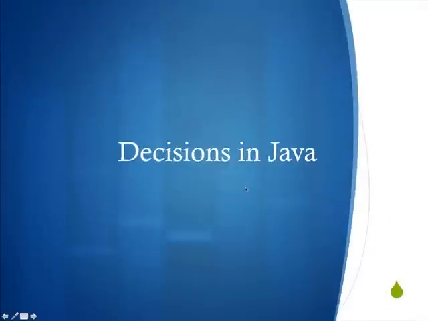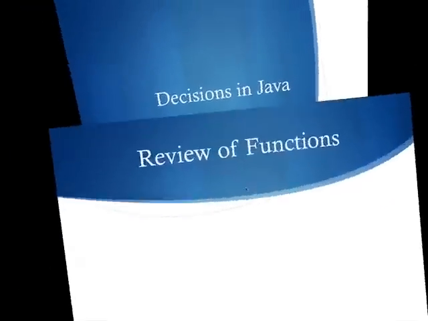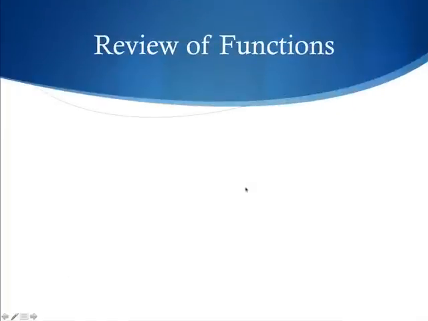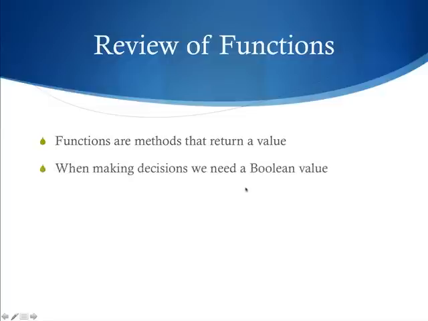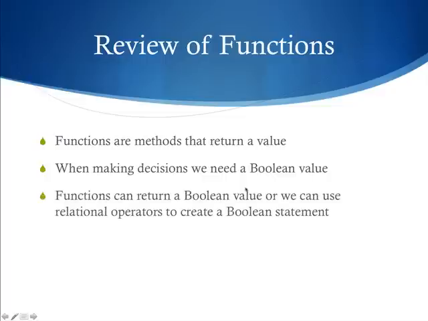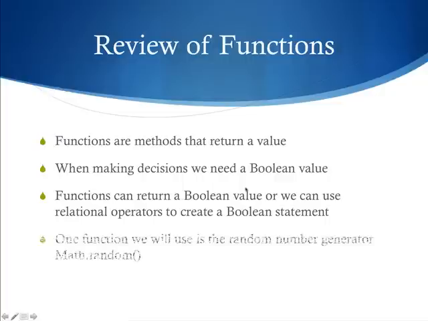Let's think about decisions in Java for a moment. Before we get started into that, I want to do a quick review of functions. Functions, again, are methods that return a value. We've looked at that already in Alice. When making decisions, we need a Boolean value, a value that results in true or false. A function can return a Boolean value, or we can use relational operators to create a Boolean statement. And again, we've seen that in Alice.